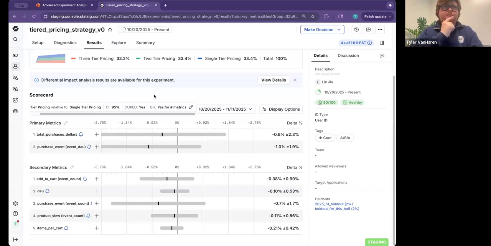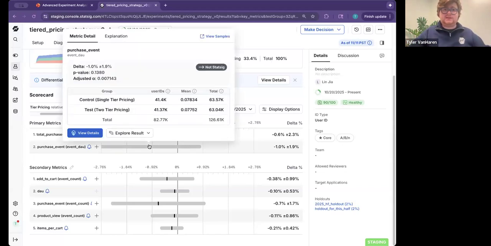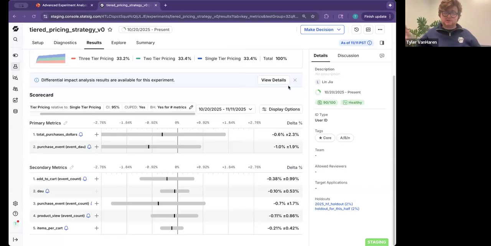That's the first order of what am I looking at here, right? I understand how much better or worse test is than control. I also understand how much uncertainty there is to that result. And that'll vary per metric, and it'll vary per experiment. The more units you have, generally, the smaller the bars will be compared to an experiment with fewer units. Not a hard and fast rule, but generally speaking, true, and things along those lines.